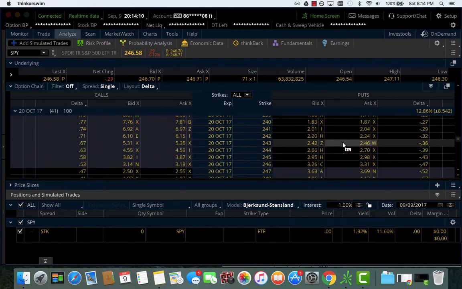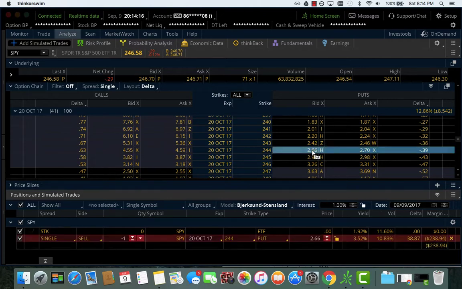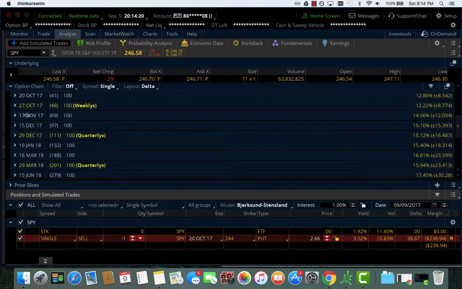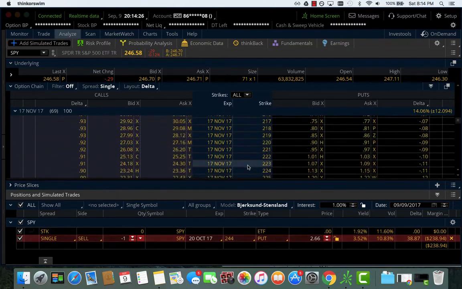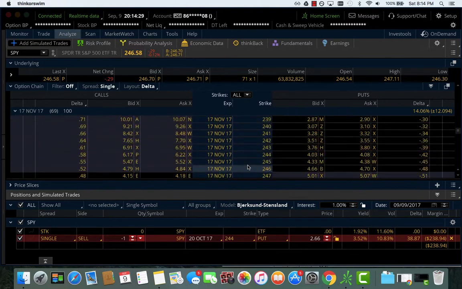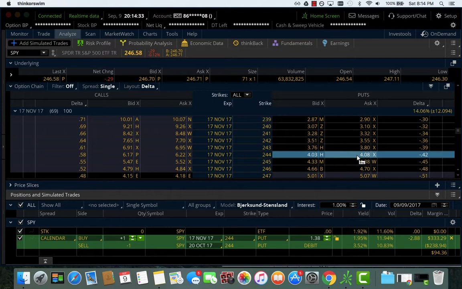So what I like to do is go to the put side and go to the 40 delta. In the front month, we're going to sell the 40 delta put, and then we're going to go to the next monthly expiration cycle and buy that same strike price, 244. That same strike price's put. So this is a calendar spread. You can see down here, it's a calendar spread.